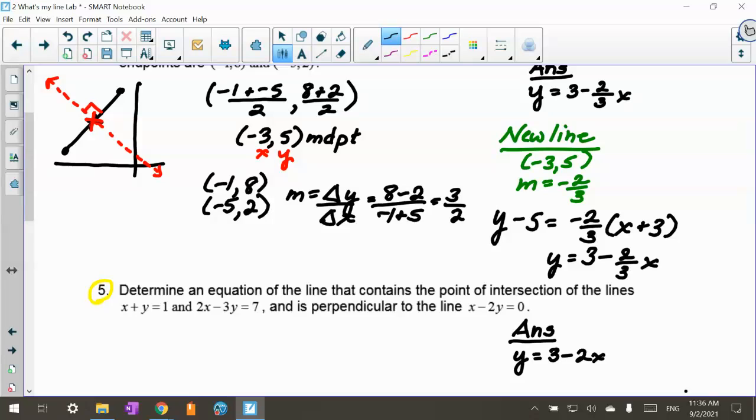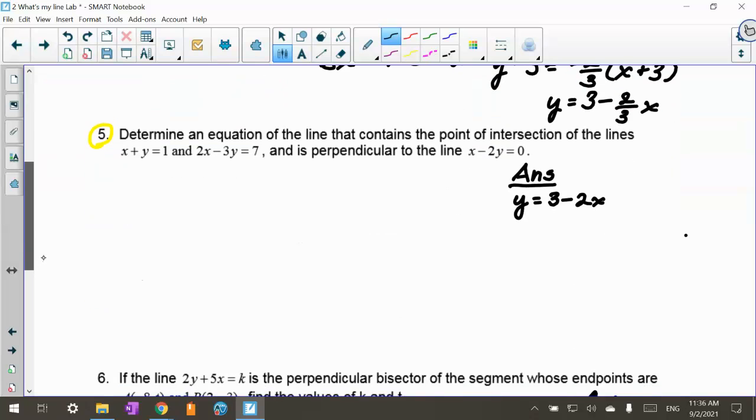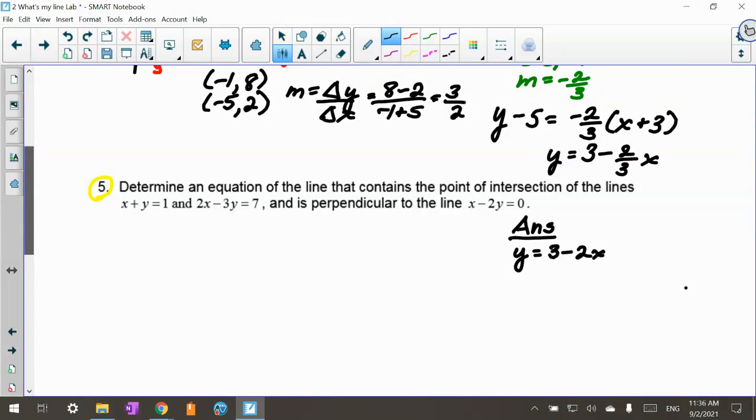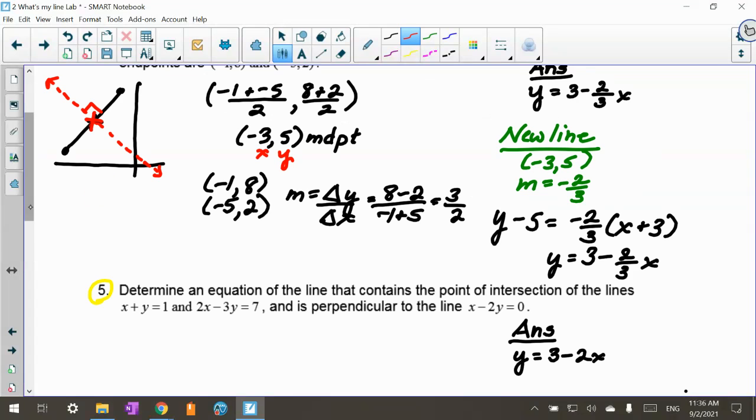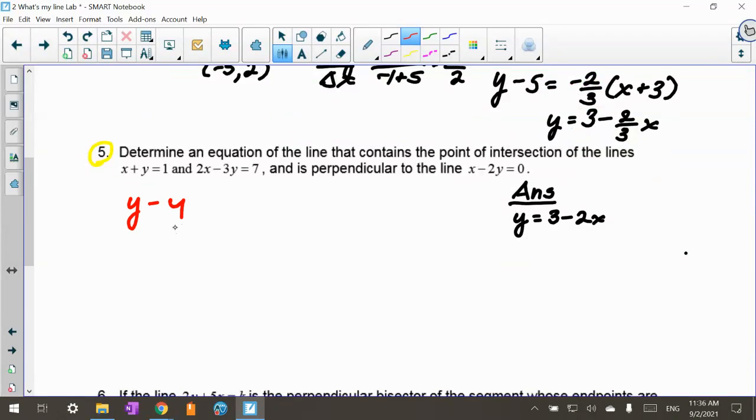All right. Number 5 is circled, very similar. Here's your answer. I'm going to kind of get you started because it's a little bit different in that I have 2 lines here, and the point I need is the intersection of those 2 lines. So let's set this up a little bit different. I have y minus y1 equals m x minus x1. So eventually, this is our equation. I have to find a slope and a point. How do I find the point? I've got to find the intersection, and then I've got to do the slope, which is perpendicular to this. So I'm going to help you find the point, and then you can finish it.